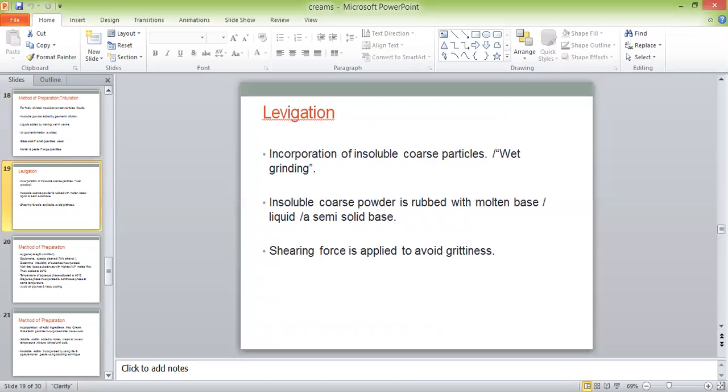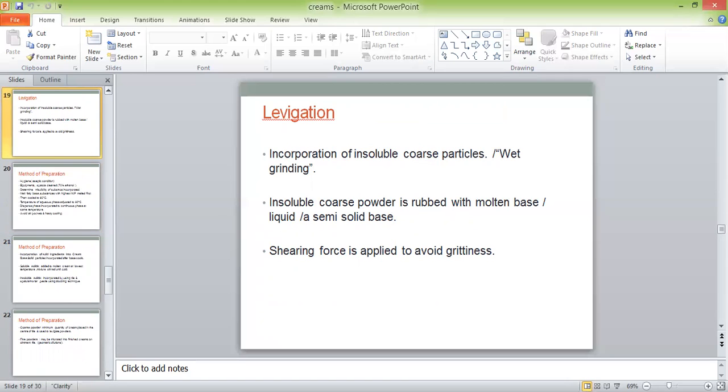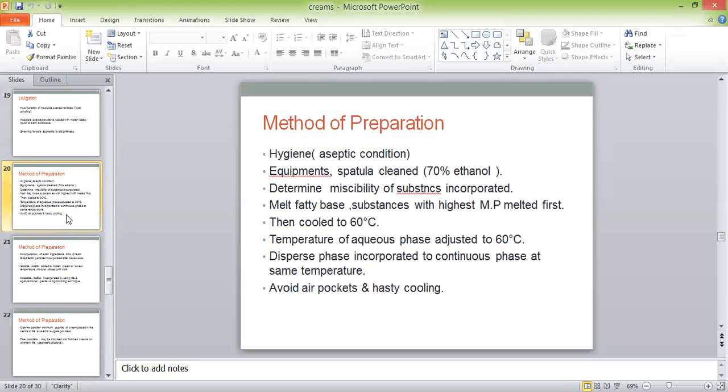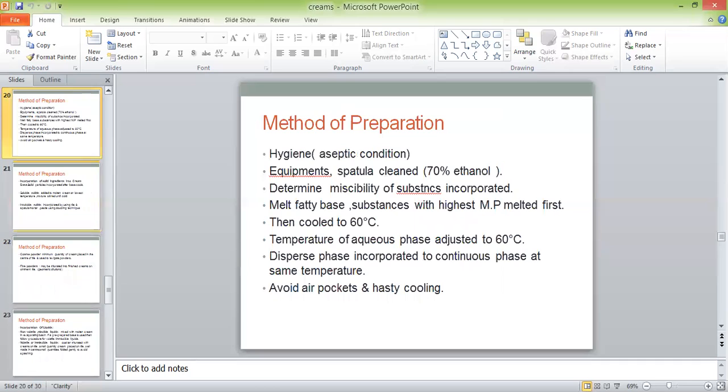Now, levigation is another method, in which the incorporation of insoluble coarse particles is done. It is also called wet grinding, so the particle size here is coarse. This coarse powder will be rubbed with the molten base. You have to take the base, melt it, and then add the coarse powder in it, or in a liquid or semi-solid base. Then obviously force is applied for mixing to avoid grittiness and to produce a uniform cream. And hygiene conditions will also be kept under consideration.